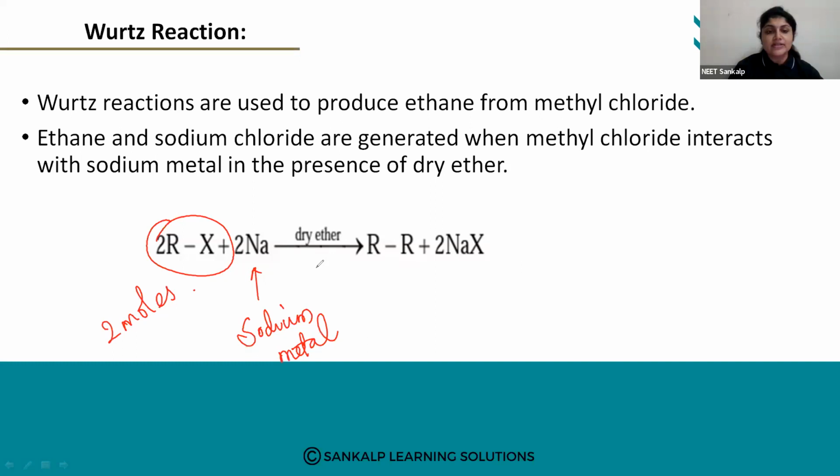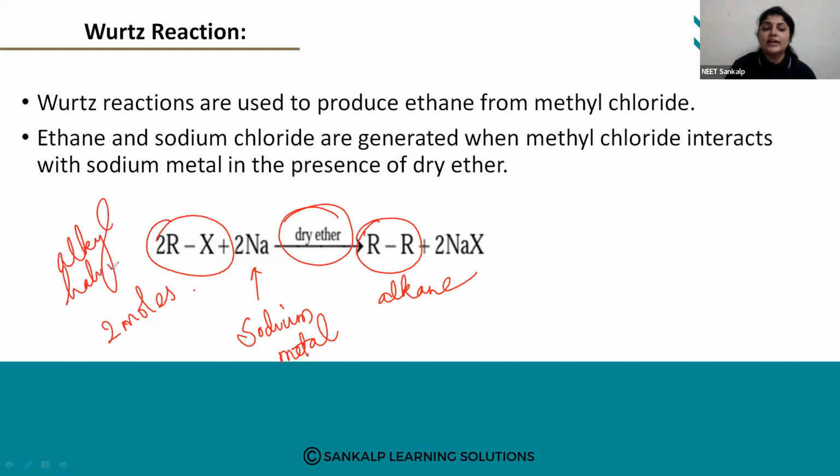It is heated in the presence of sodium metal in dry ether to give you RR. What is RR? It is an alkane. So alkyl halides are treated with sodium metal in the presence of dry ether to give you alkane plus sodium halide. This is the Wood reaction, a very important reaction.